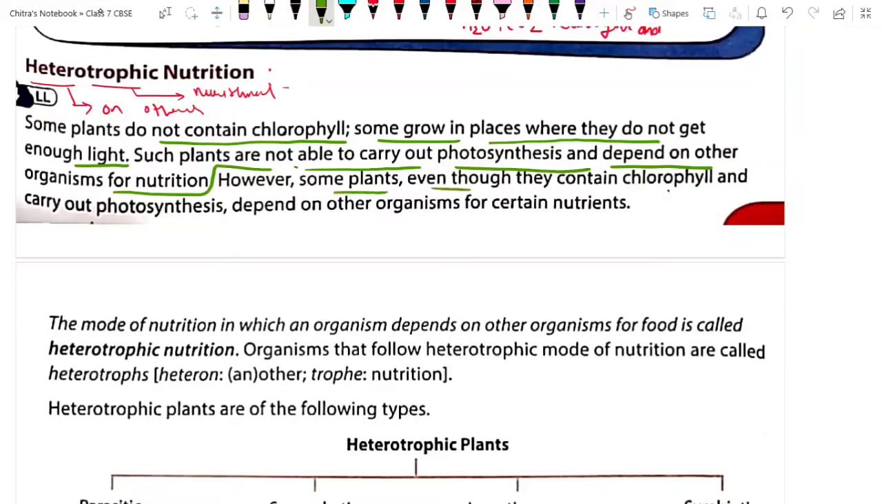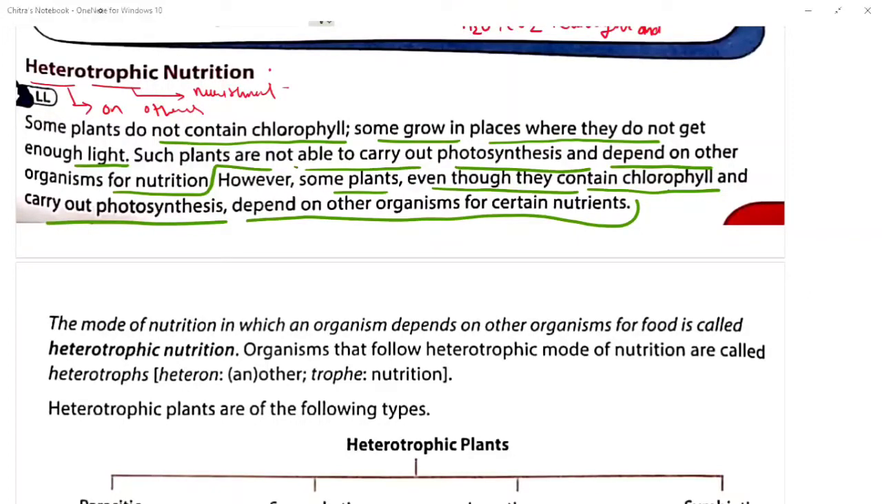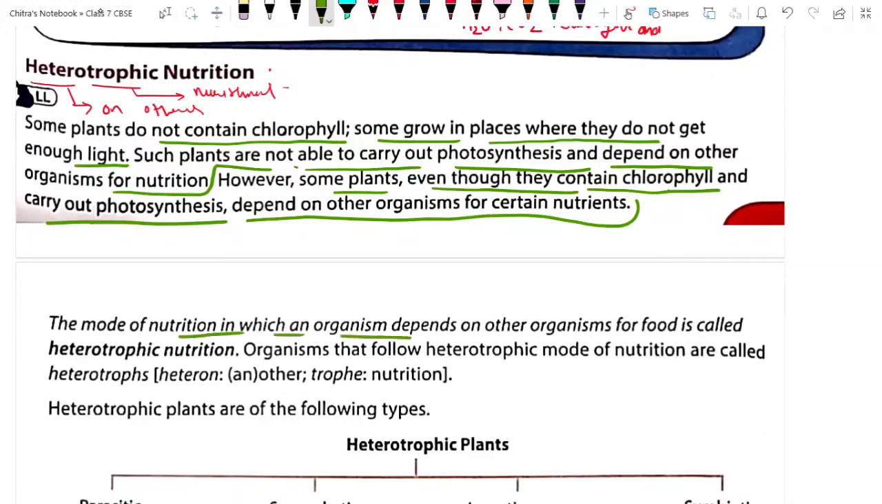However, some plants are green, meaning they contain chlorophyll and carry out the photosynthesis reaction, but they do not form the required amount of food for themselves. That's why, even with chlorophyll present, they still depend on other plants for certain kinds of nutrition. Such plants are also called heterotrophs. The mode of nutrition in which an organism depends on other organisms for its food is called heterotrophic nutrition.